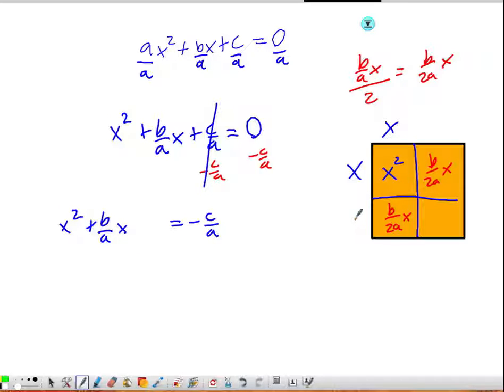So what we need to do next is find the dimensions on the outside. x times what gives me b over 2ax? Well, it's going to be b over 2a. Since this is a square, this dimension is also b over 2a. And then finally, when we multiply these together, we get b over 2a squared. This is what completes the square. So let's add that to both sides. Whatever you do to one side, you have to do to the other.